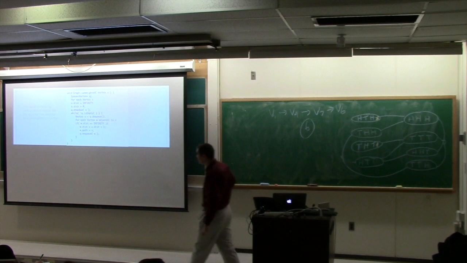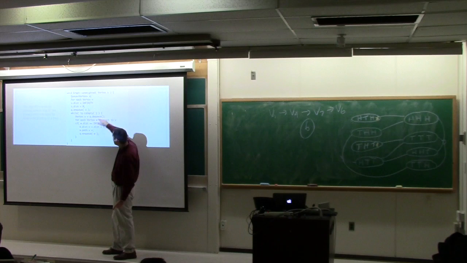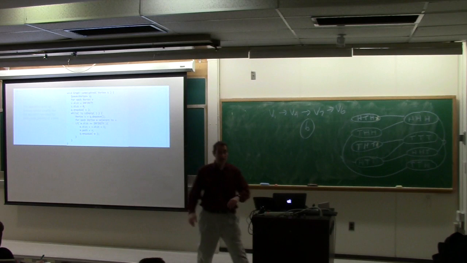Right? Basically, you enqueue the start one. While the queue is not empty, you dequeue it, you look at all its adjacent vertices, and then you enqueue the ones that you needed to update. Right? And then that's it. So it's basically the exact same thing. Okay?